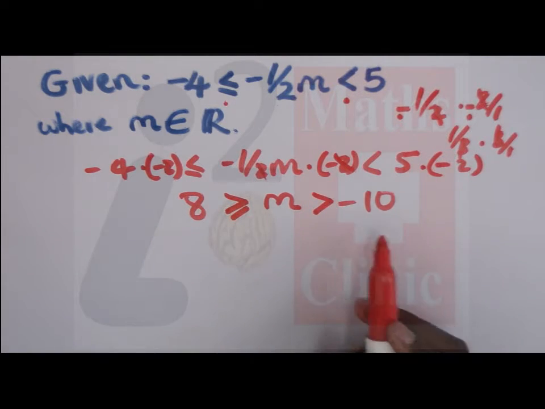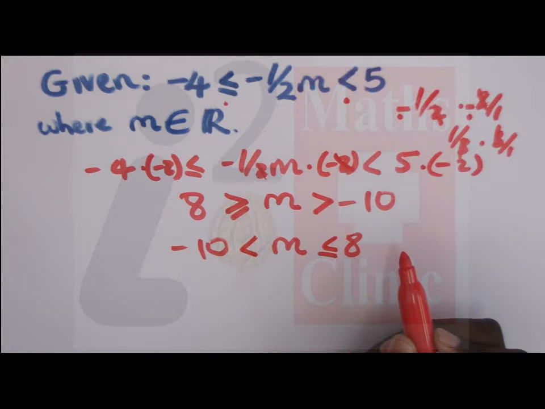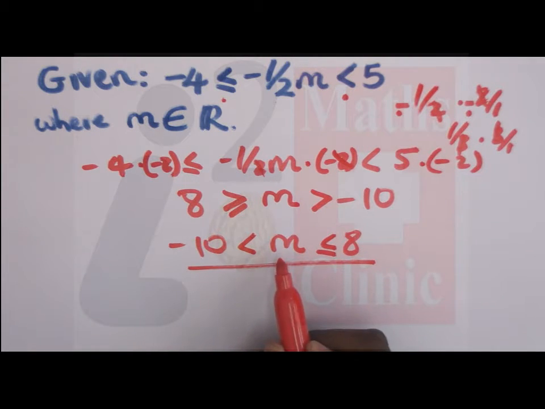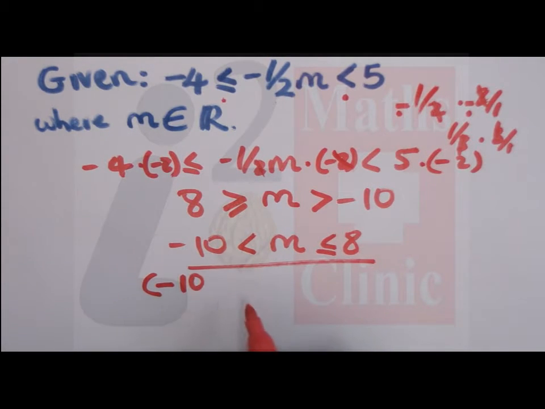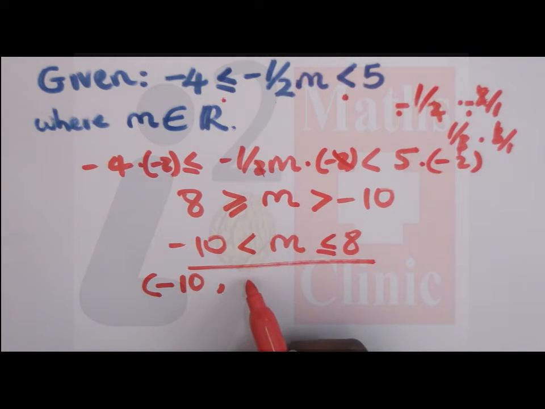Now we rewrite the inequality properly, because the smaller number must be on the left and the bigger one on the right, so minus 10 is the smaller. We write 8 here, m in the middle, and m is less than or equal to 8, but m is greater than minus 10. So the solution in interval notation: because m is greater than minus 10 and not equal to it, we use a round bracket at minus 10, and because m is less than or equal to 8, we use a square bracket at 8.